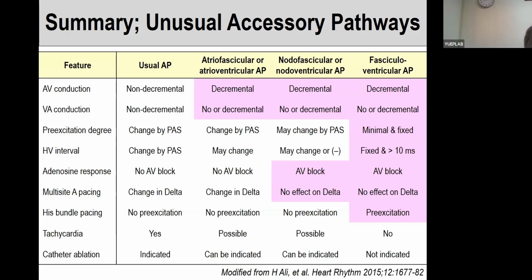As a matter of fact, our first case from Korea had 2 previous slow pathway ablations. The patient continued to have an AVNRT pattern, long RP tachycardia. The heart rate was very slow, about 140s. So we did a map and found that it turned out to be a nodoventricular pathway. Once you have a diagnosis, your case is over pretty quick. 30 minutes, you're done.